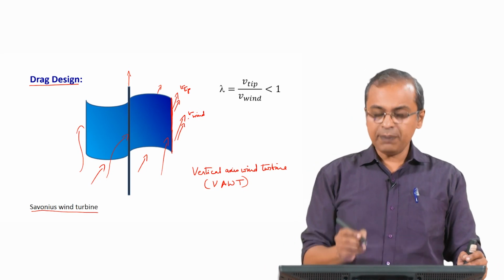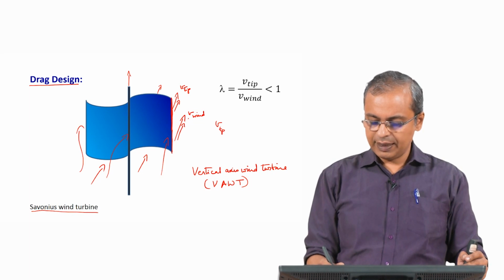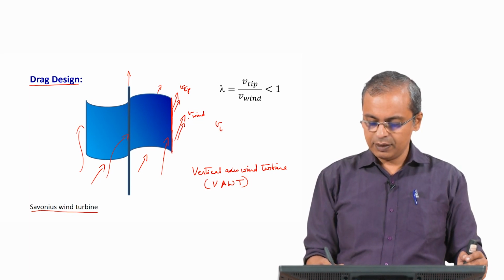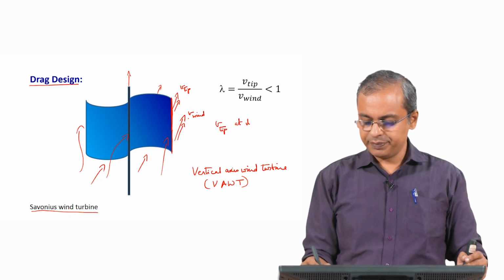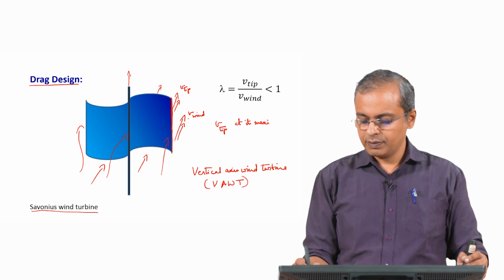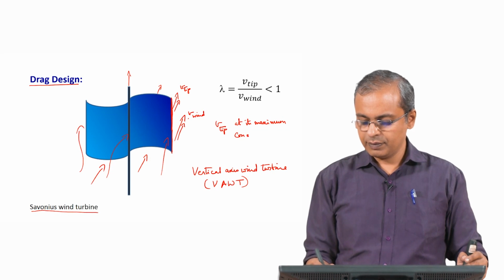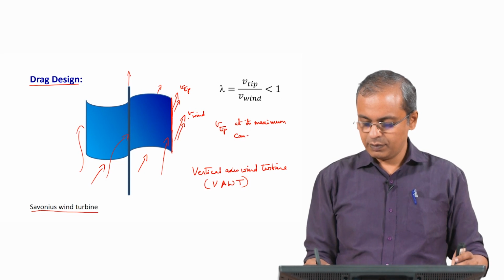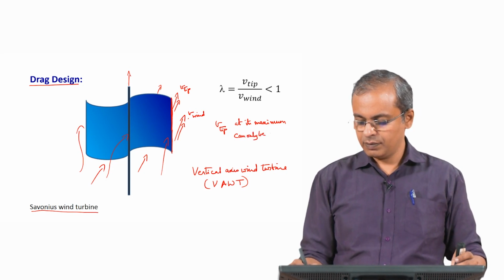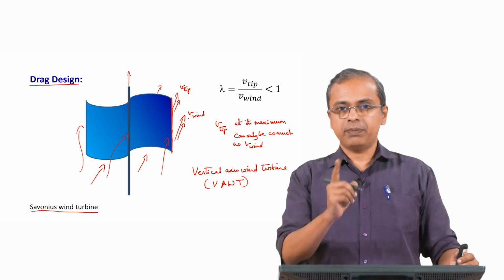So, in this case the tip speed V tip can only be, at its maximum, as much as V wind, okay, and that is because they are both moving in the same direction.